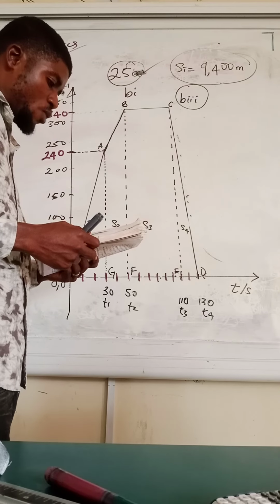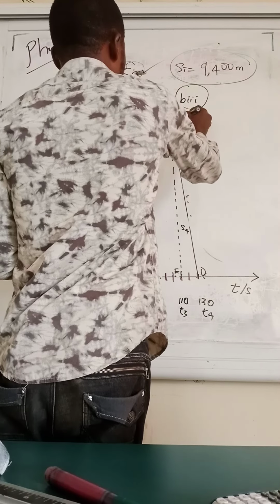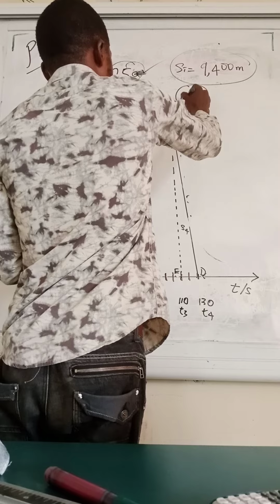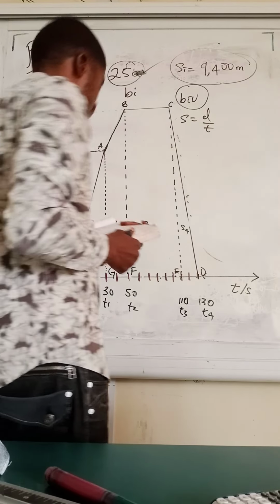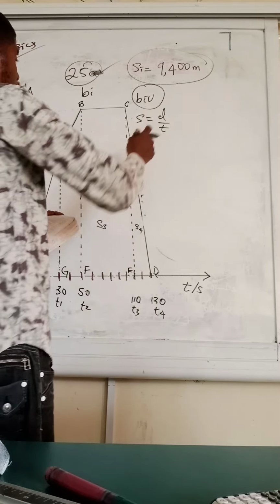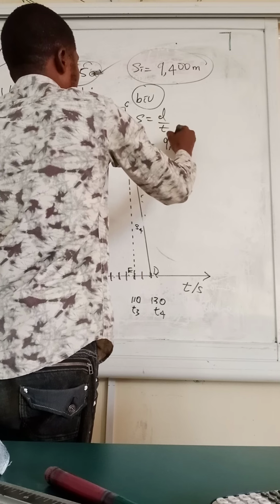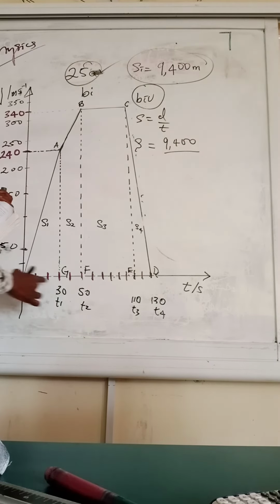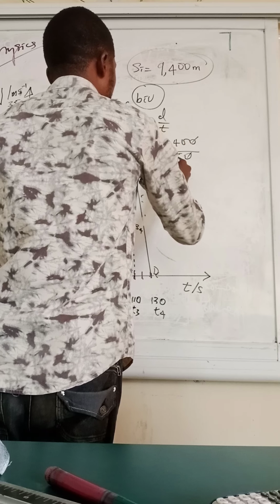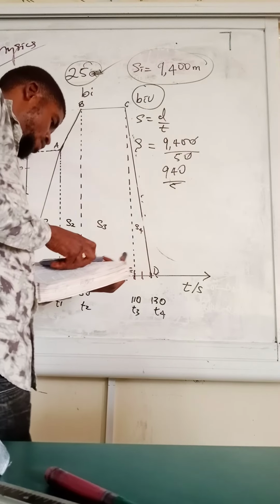That is question 25 BIV: average speed during the same interval. Average speed simply means distance all over time. The average speed is given by this particular equation, the distance divided by the time. So we have S given as 9,400 divided by the time during this particular range. And that time is what? 50 seconds. So this divided by 50.